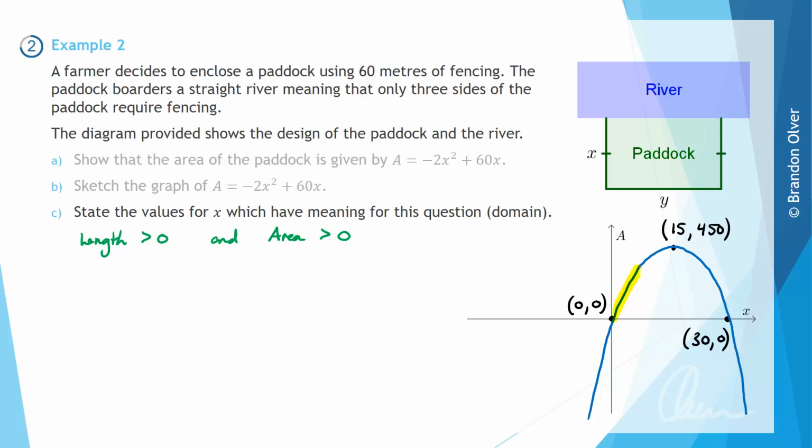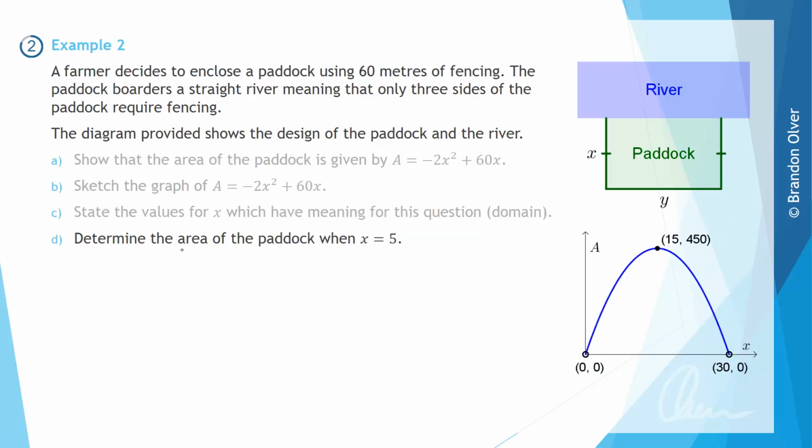So if we highlight the part of the graph that satisfies that x, the length, is greater than 0 and the area is greater than 0, then we just have the part that's shaded there. And if we were to describe that yellow highlighted region in terms of x, so this is what we consider a domain, we'd start here at x equals 0 and would continue until x equals 30. So the domain, which is what we call this practical set of values for x, would be x is greater than 0 but less than 30. So that is the answer to part C of this question.